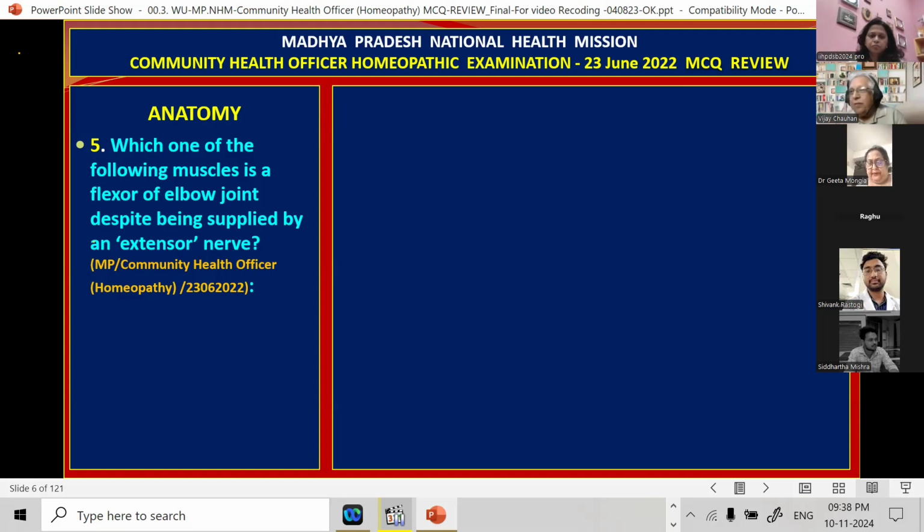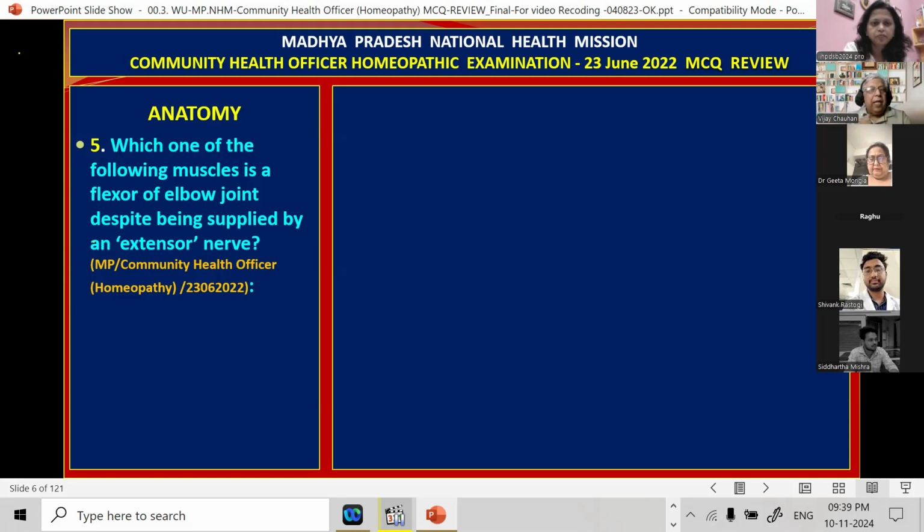Anyone please? We have 3 nerves: median nerve, ulnar nerve, and radial nerve. Wrist drop, do you remember wrist drop? Radial nerve. That's right. So we are going to the radial nerve. The radial nerve is the extensor nerve.